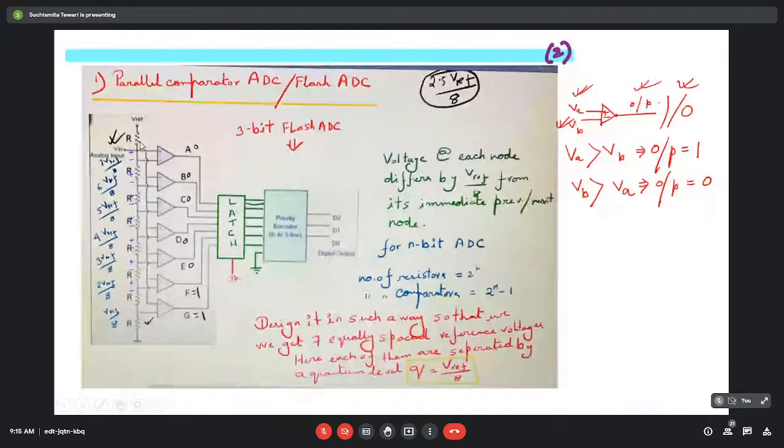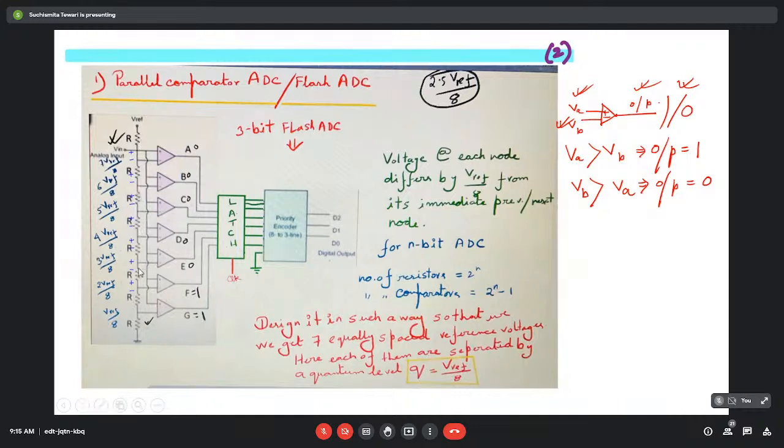So in this present case, there is a V reference, and this V reference is connected to the inverting terminal of each of these comparators through some resistors. From here one input is taken from this point, one input from this point, and so on. So basically we are creating a voltage divider circuit. See, at each node, the voltage has been divided depending on the value of R.